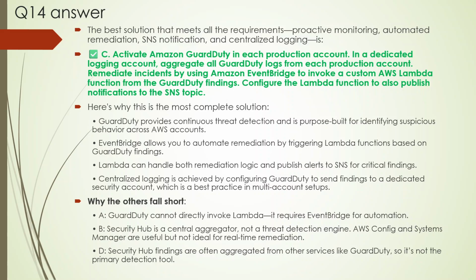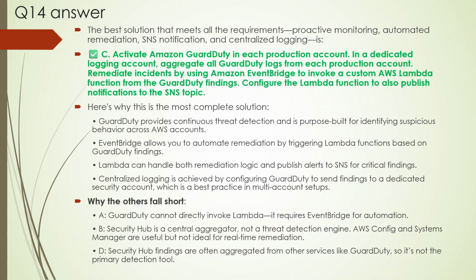So the best solution that meets all the requirements for proactive monitoring, automated remediation, SNS notification, and centralized logging is Amazon GuardDuty in each account, and in a dedicated logging account aggregate all GuardDuty logs from each production account, and remediate the incident by using Amazon EventBridge to invoke a custom AWS Lambda function from GuardDuty findings and configure the Lambda function to publish notifications to the SNS topic. Here's why this is the most complete solution.